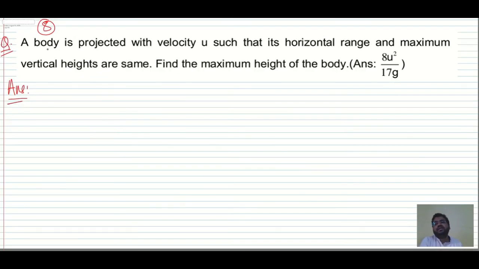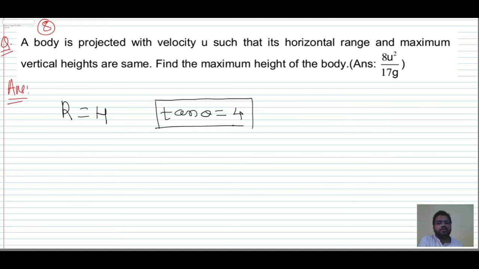Okay, next, 8th question. A body is projected with velocity u such that its range and the maximum vertical height are same. So R is equal to H. Find the maximum height of the body. Okay, R is equal to H. What is tan theta then? We have R tan theta is equal to 4H. So tan theta must be equal to 4. I hope this is clear. Tan theta must be equal to 4.